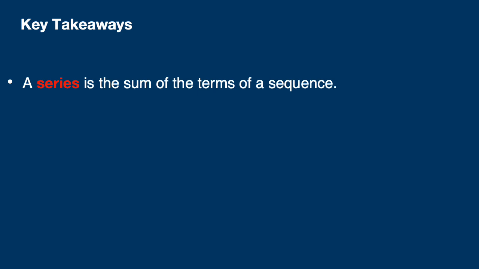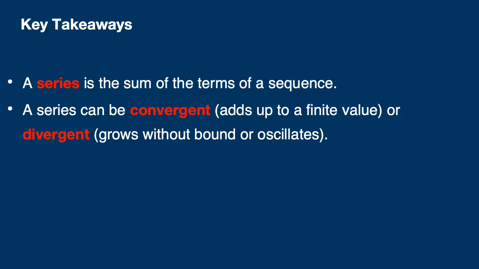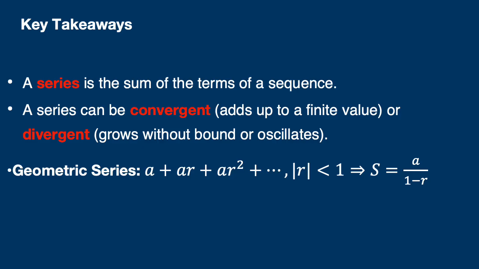What did we learn from this lecture? We learned a series is the sum of the terms of a sequence. When we add up infinite terms, two things can happen. Sometimes the sum settles on a finite value, which means that's a convergent series. Other times, the sum keeps growing without bound, or it oscillates. That's a divergent series.